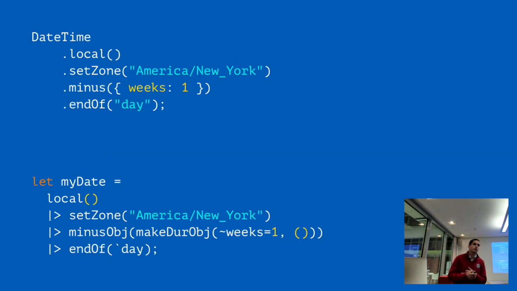Yeah. What are the braces there on the make duration object at the last one? So basically because it's a labeled argument function, this is also the same in OCaml, you have to signify that these are all the arguments you're sending, because otherwise, if I only passed weeks equals 1, the type would be a function that expects the remaining arguments for currying. Does that make sense?